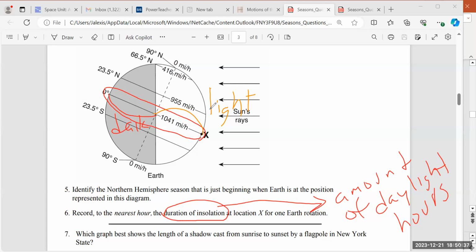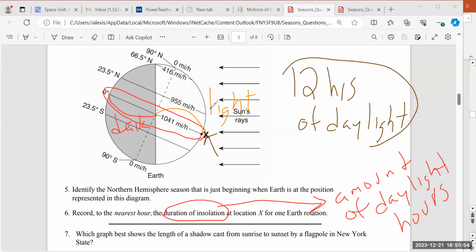So therefore, this lets me know if half is lit up and half is dark for this latitude, then that means there are 12 hours of daylight. Because half of this latitude is lit up, and the other half is in darkness.